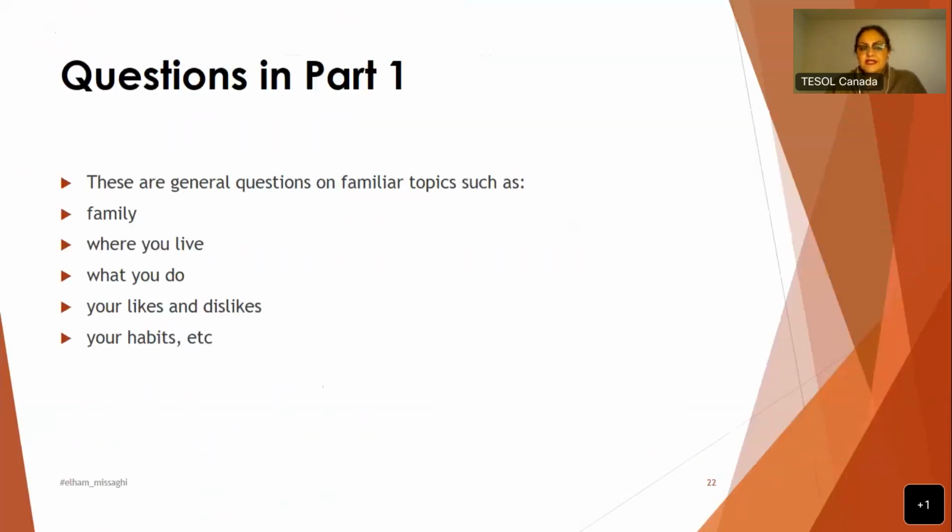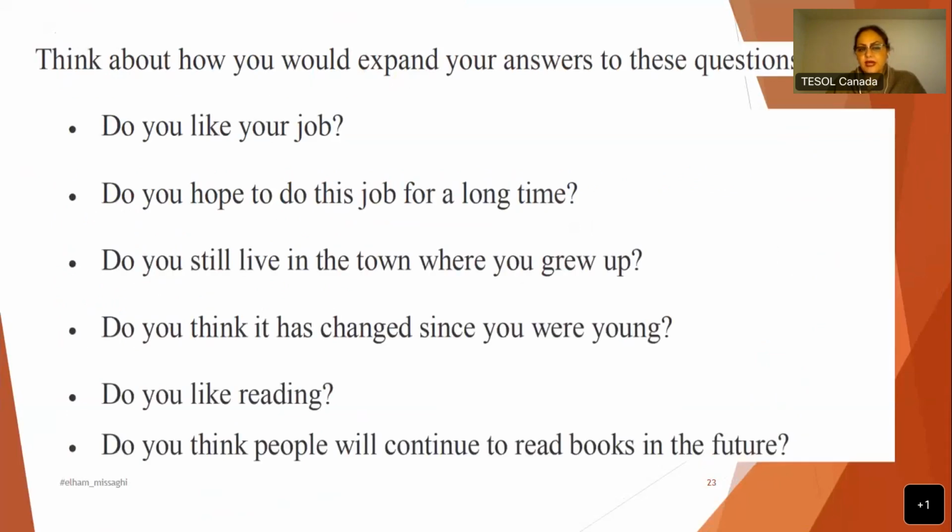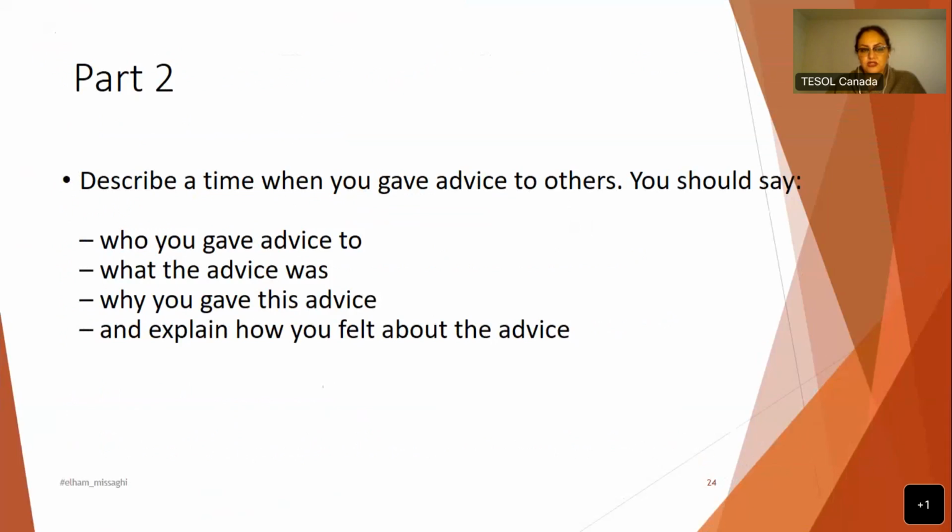But it usually asks about family, where you live for part one, what you do, what you like. We're talking about habits. Do you like your job? Do you hope to do this job for a long time? Do you still live in a town where you grew up? Do you think it has changed since you were young? Do you like reading? Do you think people will continue to read books in the future? So see, something very general.